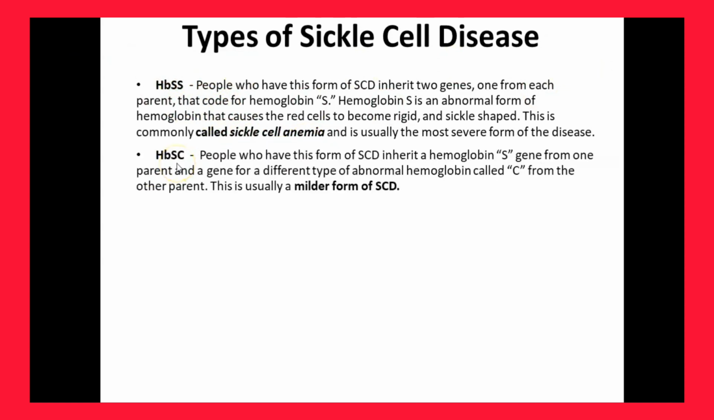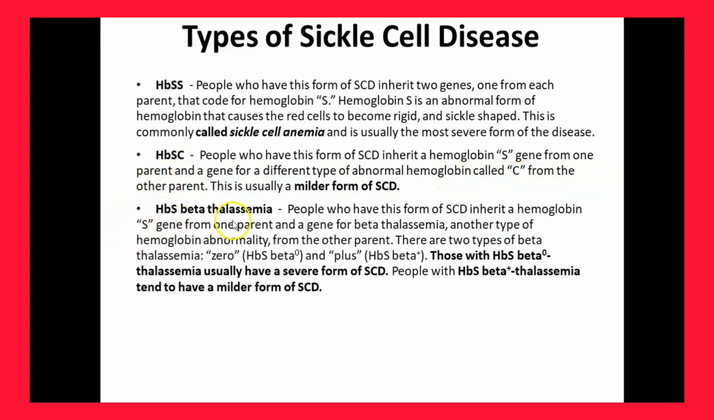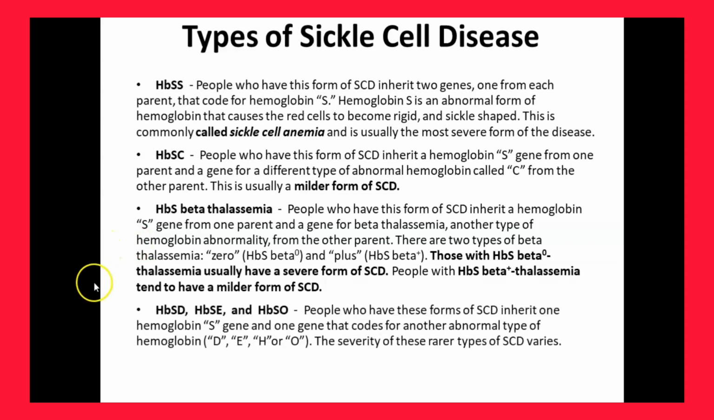The SC is a variant of the S. People who have this form of sickle cell disease have the C inheritance. Then we have the beta thalassemia, which we have just been mentioning. There are 2 types of beta thalassemia, the HbS beta 0 and the HbS beta plus. Those with HbS beta 0 thalassemia usually have a severe form of sickle cell disease. People with HbS beta plus thalassemia tend to have a milder form of SCD.